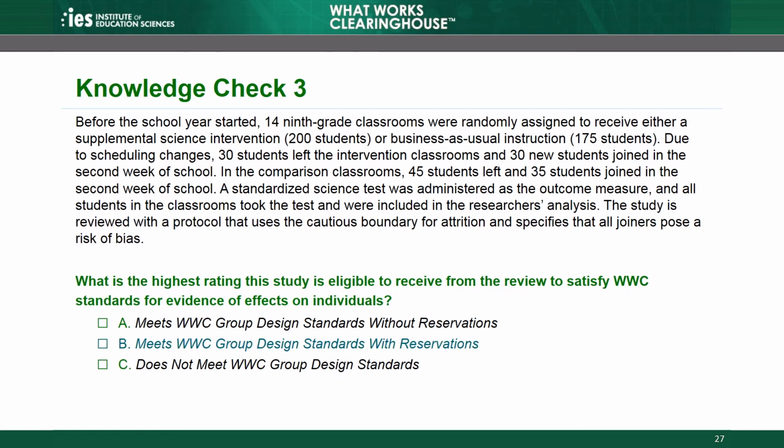B is the correct answer. The study is a cluster RCT but does not meet all requirements needed to receive the highest rating. The analytic sample included students present in the study at the time of random assignment and those who joined after random assignment. Because the protocol specifies that all joiners pose a risk of bias, the presence of joiners in the analysis prevents the study from being eligible for the highest rating.